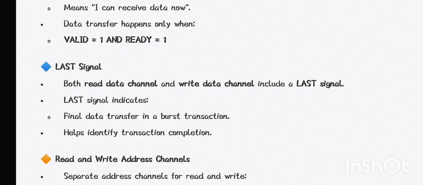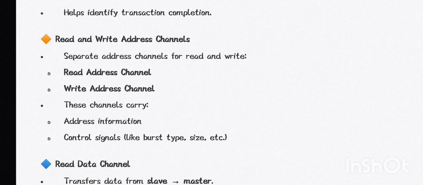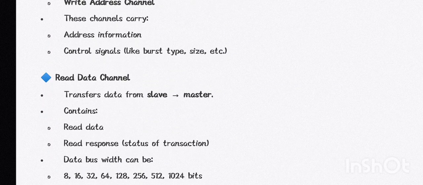The read data channel transfers data from slave to master. It contains read data, read response, and the status of the transaction. Data bus width can be 8, 16, 32, 64, 128, 256, 512 or 1024 bits. The read response shows success or error of the read operation.